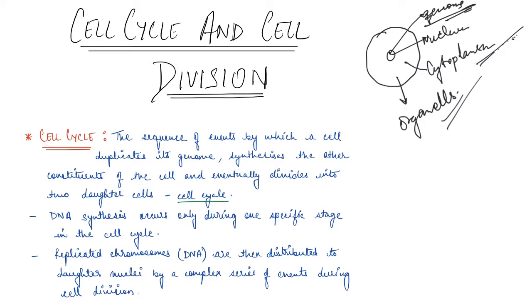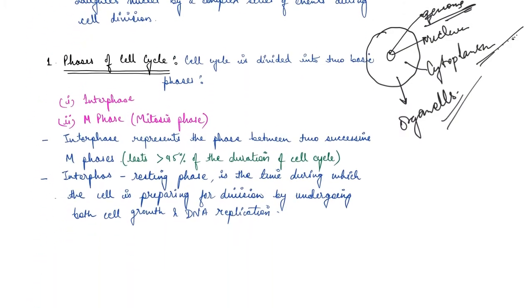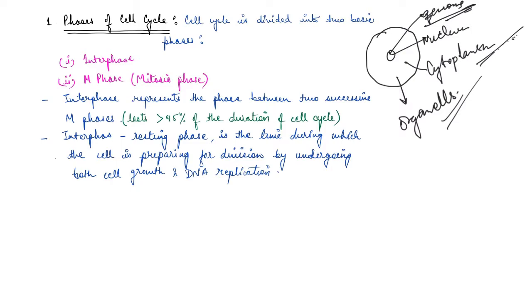So what are the phases of the cell cycle? The cell cycle is divided into two basic phases. These two basic phases are interphase and mitosis phase. It is interphase and M phase. So, guys, what happens during the cell cycle? If we talk about a typical eukaryotic cell cycle, the cells divide once in almost every 24 hours. Remember that the cells divide once in almost every 24 hours.